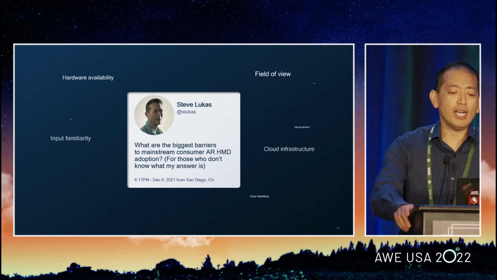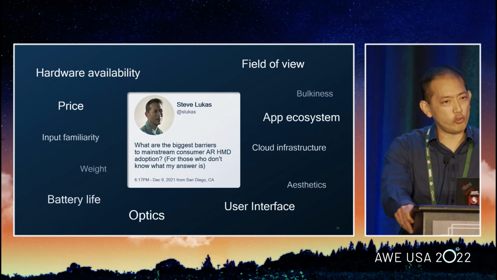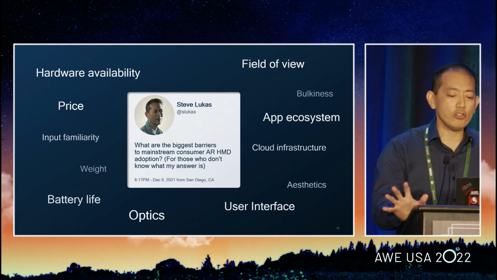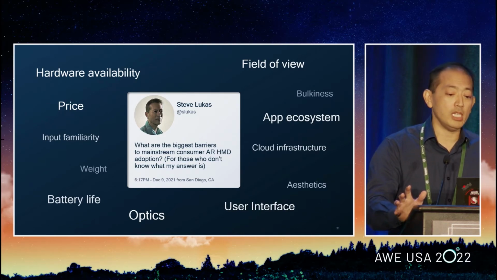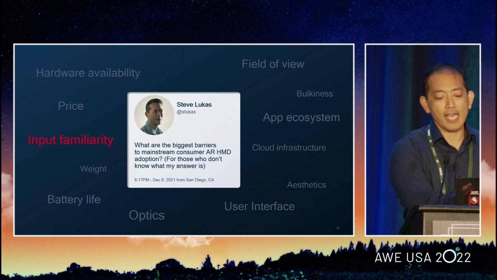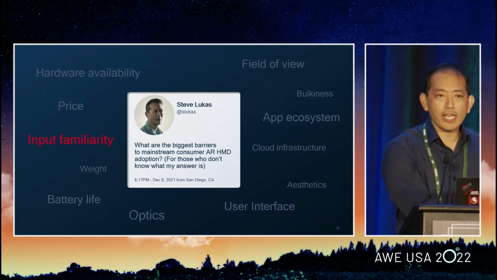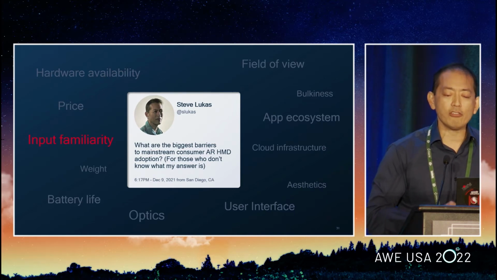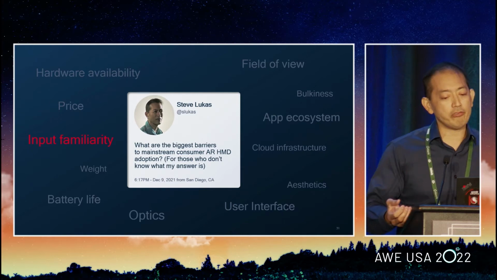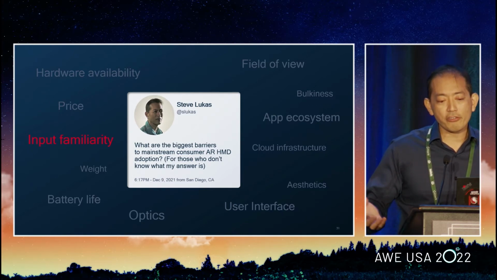Back in December, I asked, what are the barriers to consumer AR adoption? I got a lot of answers from the community. When looking at all of these, the one that stood out the most for me is input familiarity. Because without that, we'd be creating a lighter, cheaper, more complex system that still would take too long for people to onboard. Without a familiar entry point, I'd say nothing else matters.